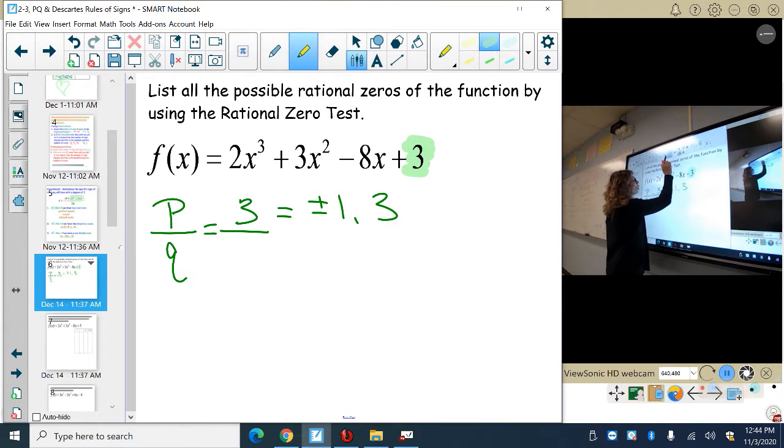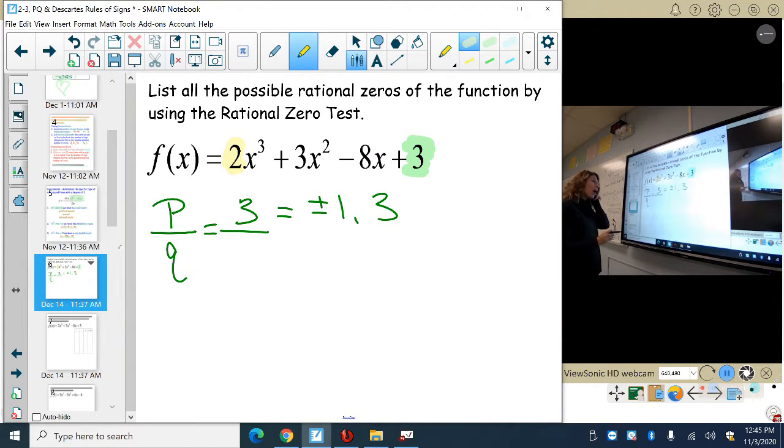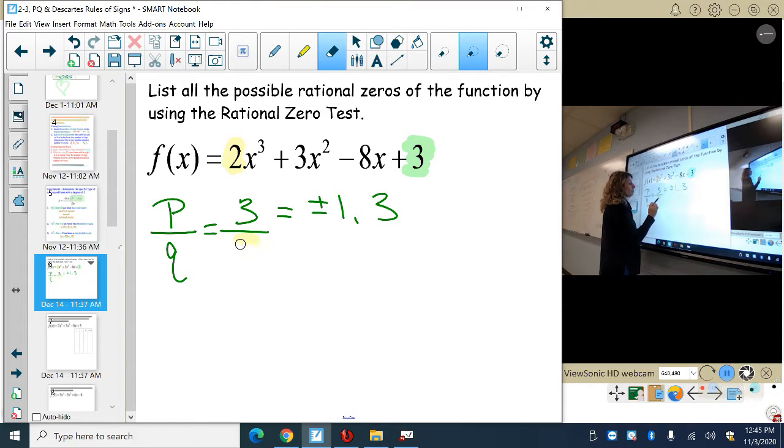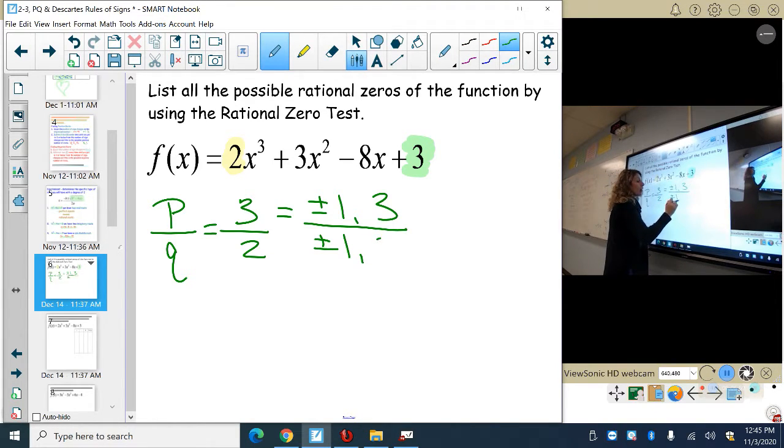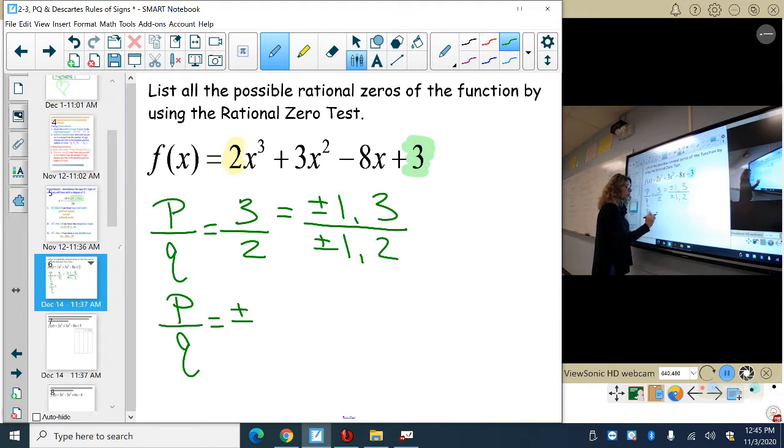Now, q is going to be all the factors of my leading coefficient term. That's going to be a 2. All the factors of 2 are going to be plus or minus 1 and plus or minus 2. And yes, I have to include plus or minus. So my entire list is plus or minus.